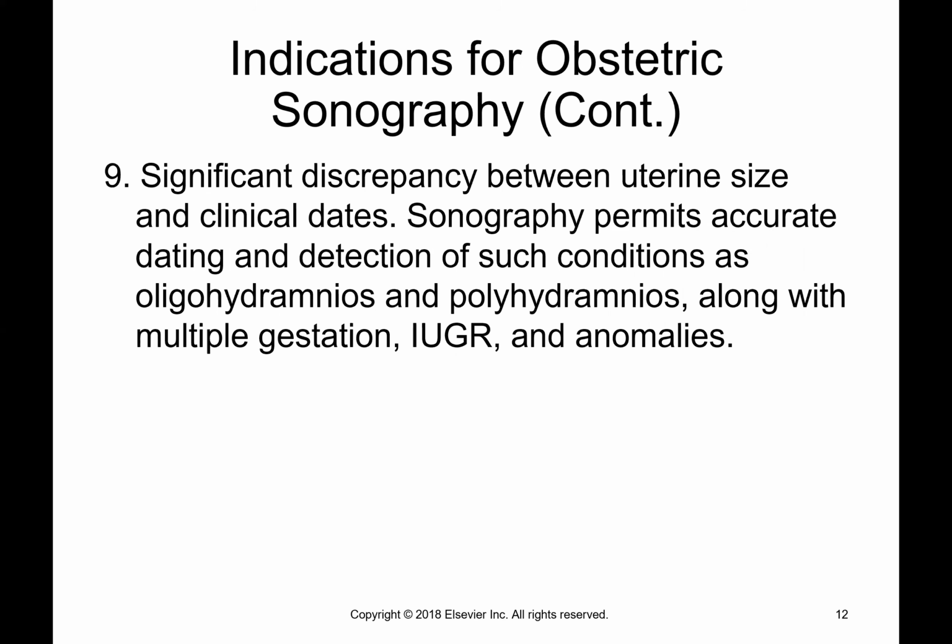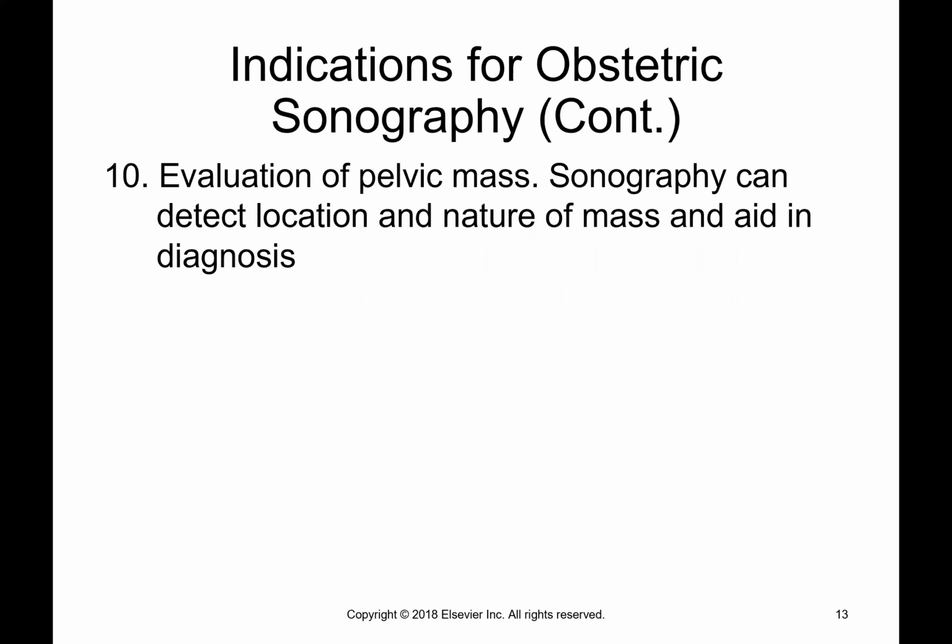That will help to rule out conditions such as oligohydramnios, which is low fluid, polyhydramnios, which is increased fluid, along with multiple gestations, intrauterine growth restrictions, or anomalies. If there's a pelvic mass, they'll want to look for that and to see how big it is.